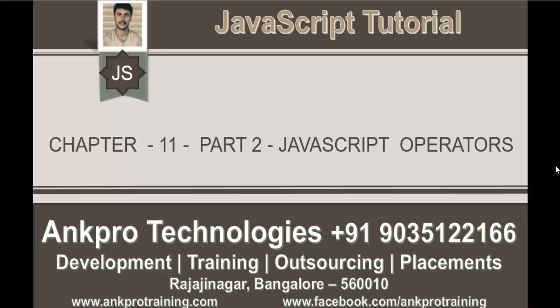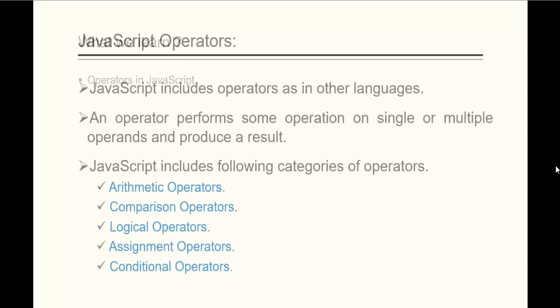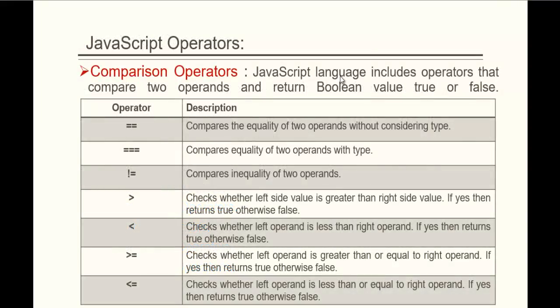My name is Harish. In this session, we are going to learn about the operators in JavaScript. In the last session, we learned about the arithmetic operators, and in this session, we are going to understand what is comparison operator. JavaScript language includes operators that compare two operands and return the Boolean value that is true or false. Those set of operators are called comparison operators.